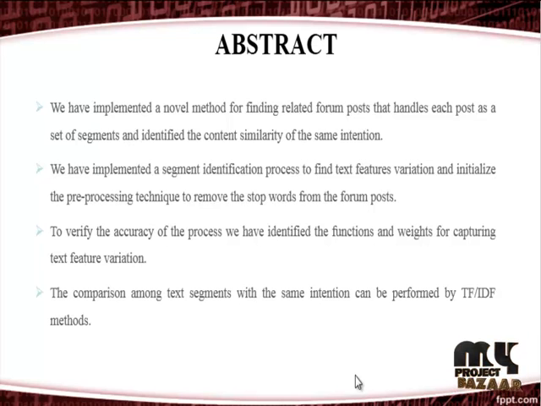To identify and verify the accuracy of the process, we have identified the functions and weights for capturing text feature variation. The comparison among text segments with the same intention can be performed by TF-IDF methods. And for grouping the derived segments into intention clusters that exploit the text feature variation, we have implemented a multi-segment ranking technique that provides the top K forum posts by considering the segments with the same intention and the overall score between each forum post. We derive the effectiveness of the overall approach on the recommendation of related forum posts using ratings and feedbacks given by the users in two different domains.